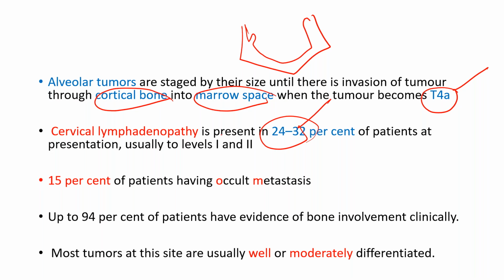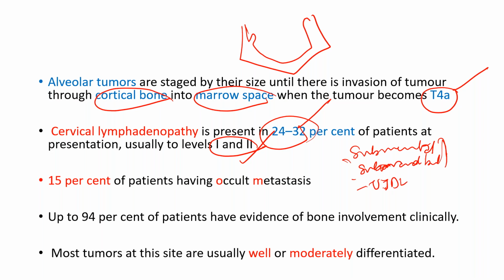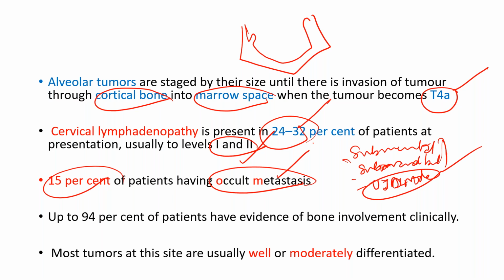Lymphadenopathy is present in 24 to 32%, and levels 1 and 2 are involved. Level 1 is submental and submandibular. And level 2 is the upper jugulo-digastric node, like the tonsil node. Some 15% will have occult metastasis, sudden metastasis without any evidence of primary tumor.